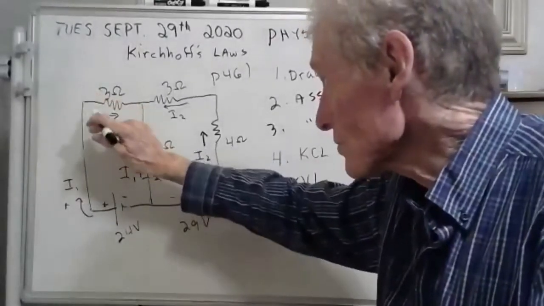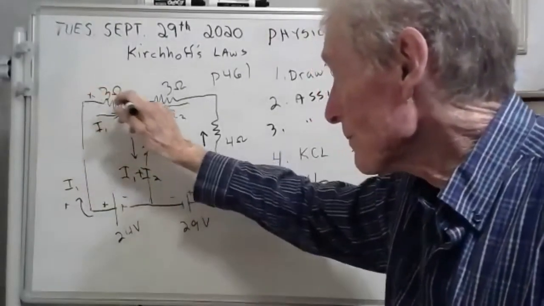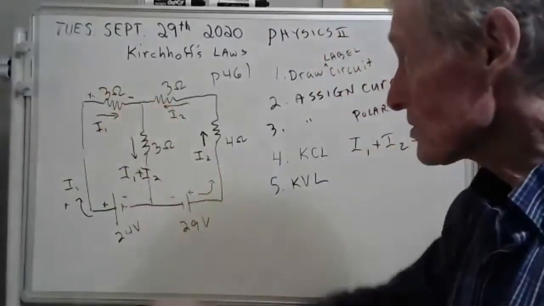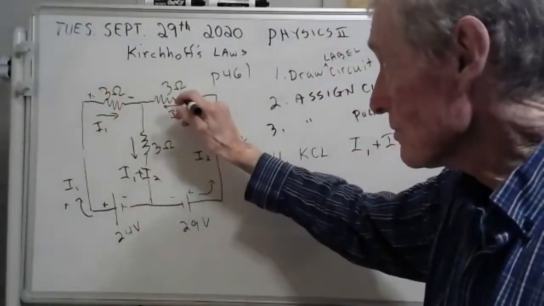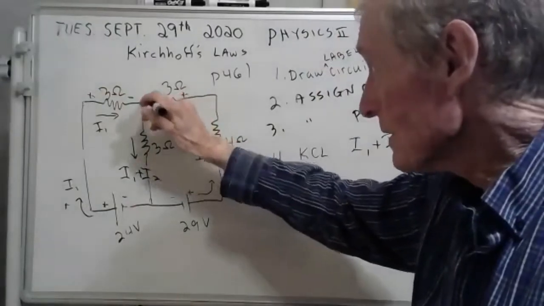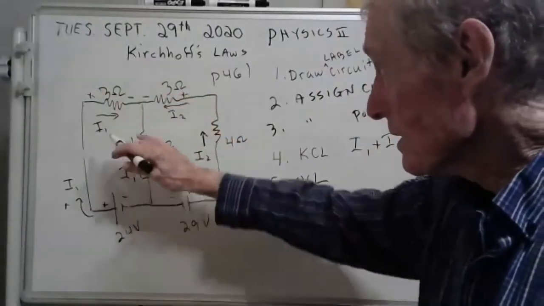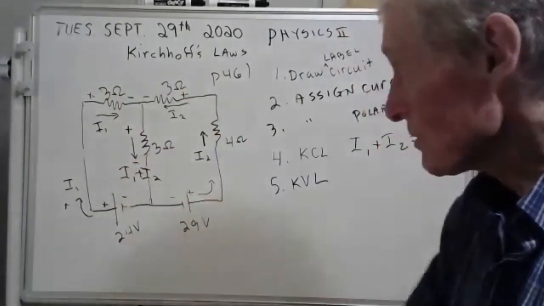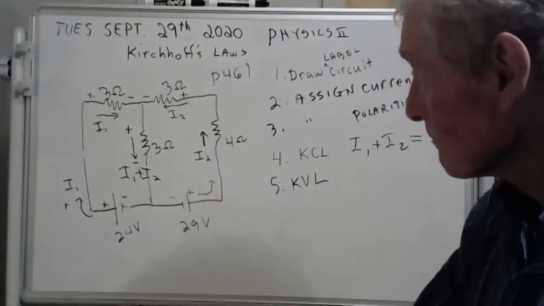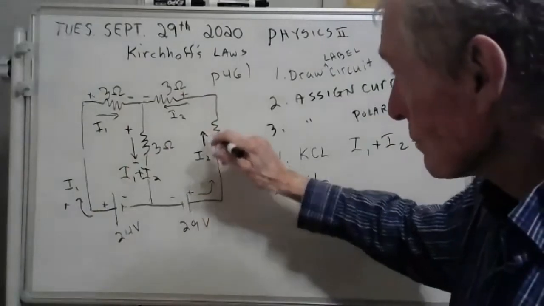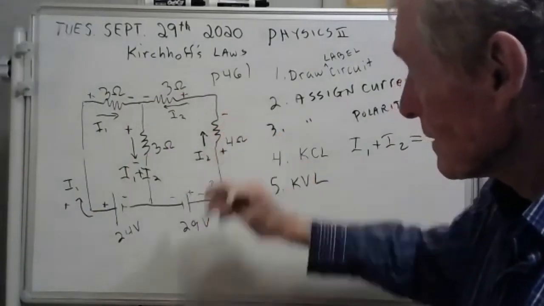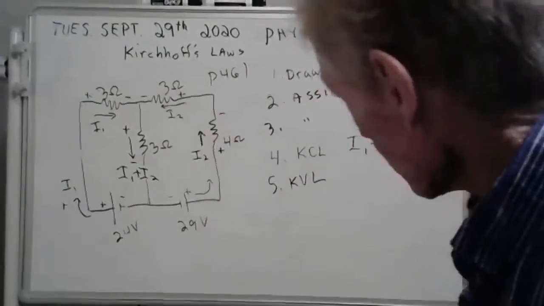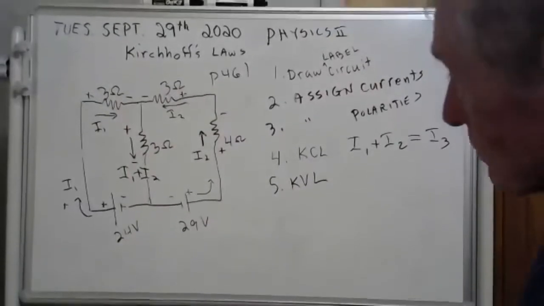Now, guys, if the current's going this way, that's got to be plus and minus. If the current's going this way, that's got to be plus and minus. If the current's going this way, that's got to be plus and minus. Okay? Wait a minute. There's one more. If the current's going this way, that's got to be plus and minus. And now we're going to write our KVL equations. Here we go.